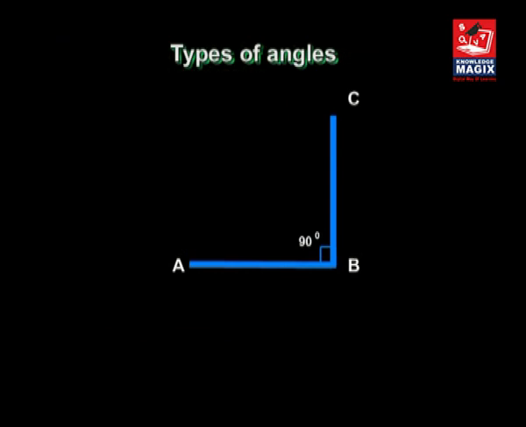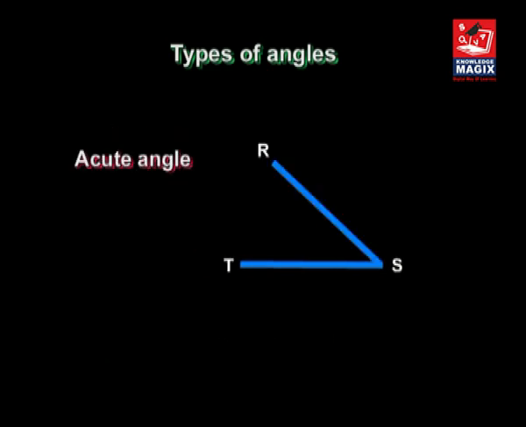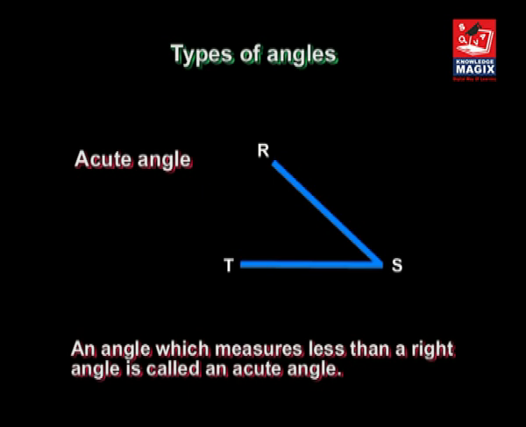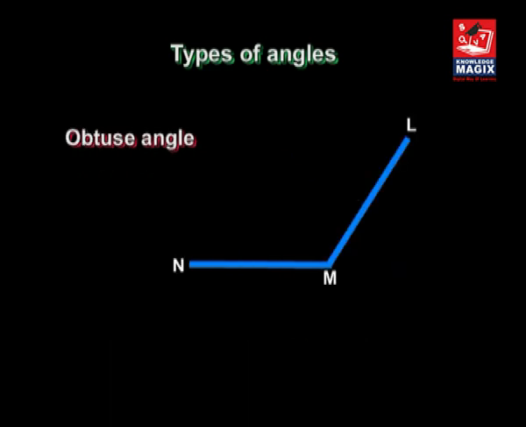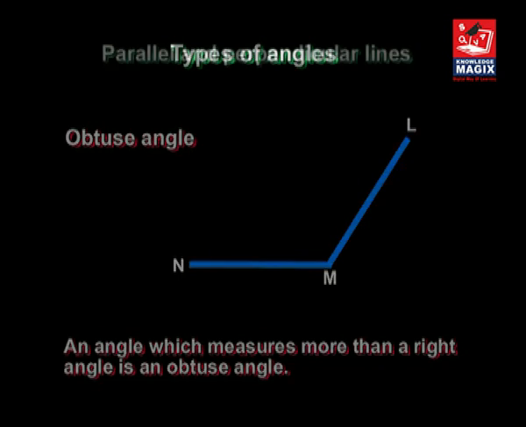Now the types of angles. Angles of measure 90 degrees are called right angles. Acute angle. An angle which measures less than a right angle is an acute angle. Obtuse angle. An angle which measures more than a right angle is an obtuse angle.